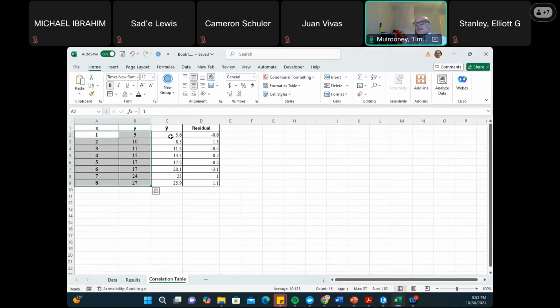All I did was cut and paste, and then I used the equation from my line of best fit, which said 2.9x, x, remember, is A2, plus 2.7, and I just dragged it down. Then my residual is equal to my observed minus my predicted. So that 1,5 really should have been 1,5.6. That 2,10 really should have been 2,8.5. 3,11 should have been 3,11.4. So this is what we call our residuals right here.